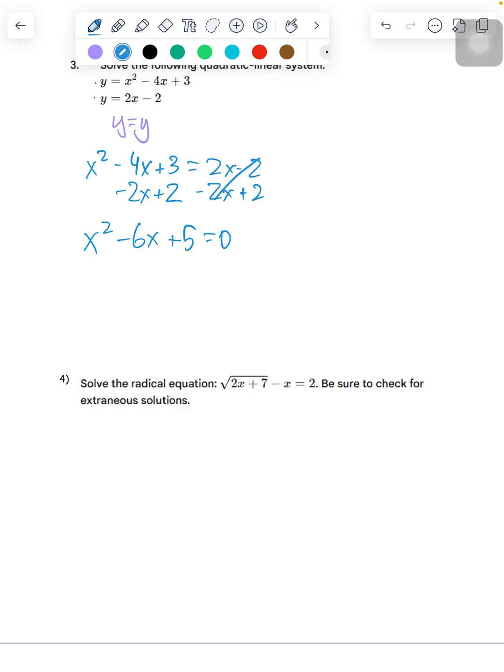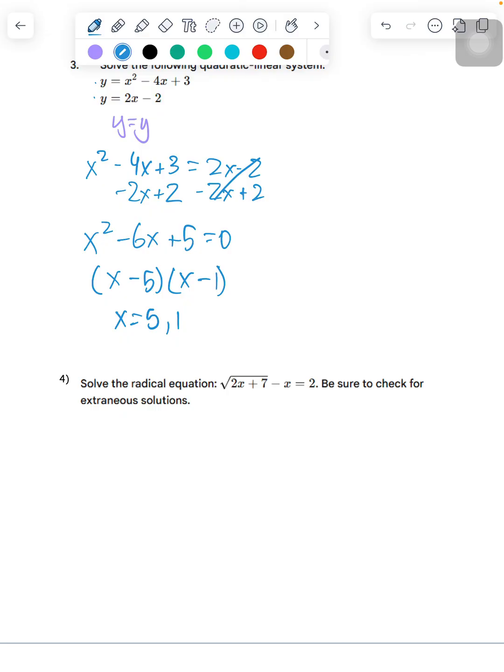All right, so you could do it with the quadratic formula, or you could factor. I'm going to factor here because this one's really easy to factor. The factors of 5 that add up to negative 6. I know what that is, right? There's going to be x minus 5, x minus 1, right? Negative 5 times negative 1 is 5, and negative 5 plus negative 1 is negative 6, so this works out. So now my x's are 5 and 1, all right?